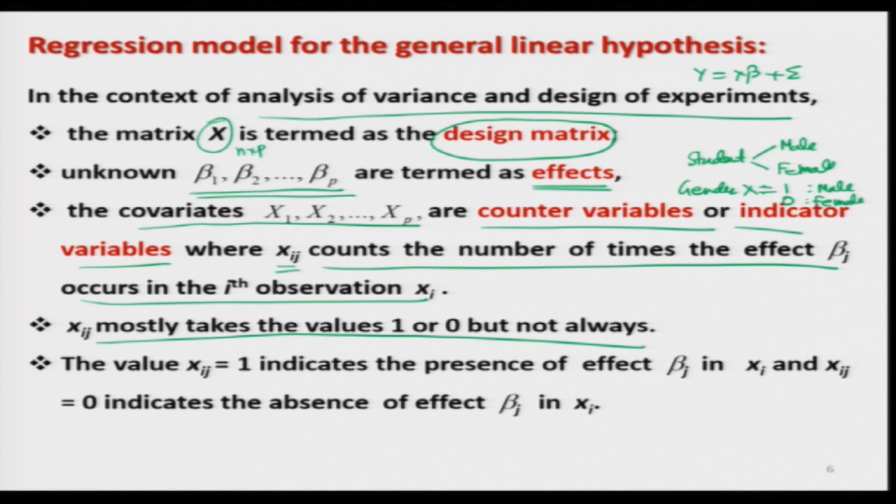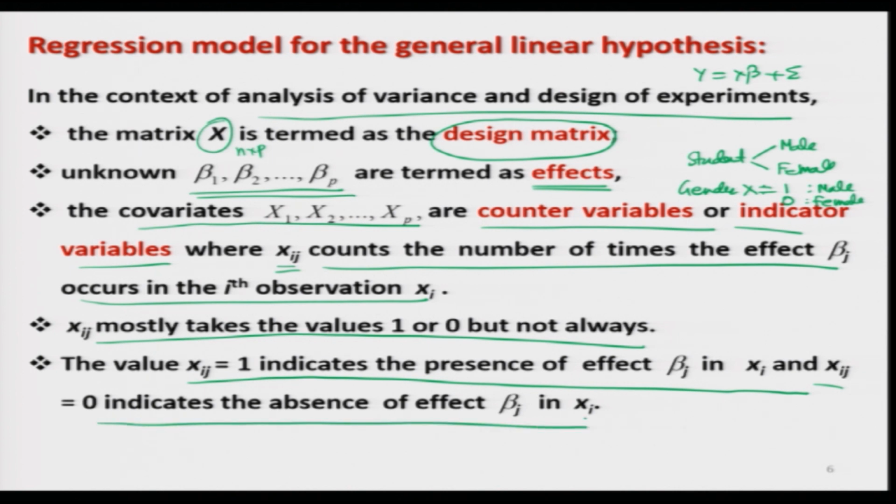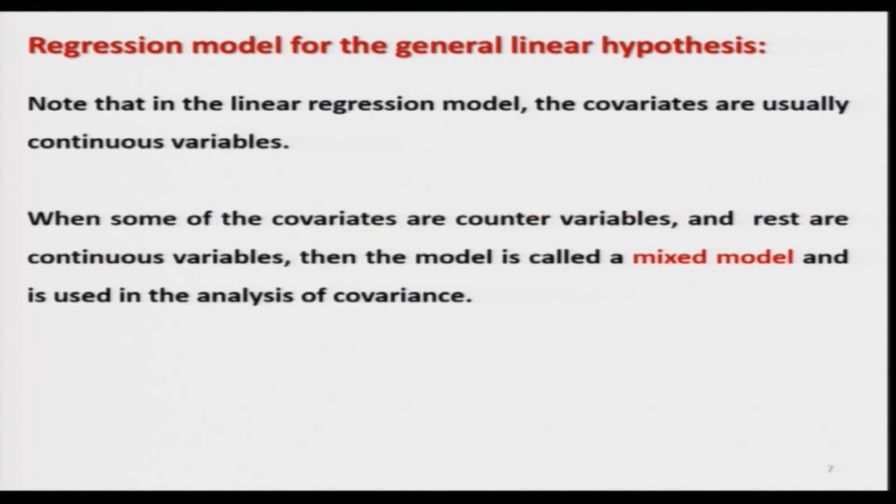Right. So, similarly, if I take xij equal to 1, that is going to indicate the presence of an effect beta j in xi. And if I take xij equal to 0, it indicates the absence of effect beta j in xi. So, that is how we work in the case of this analysis of variance model.